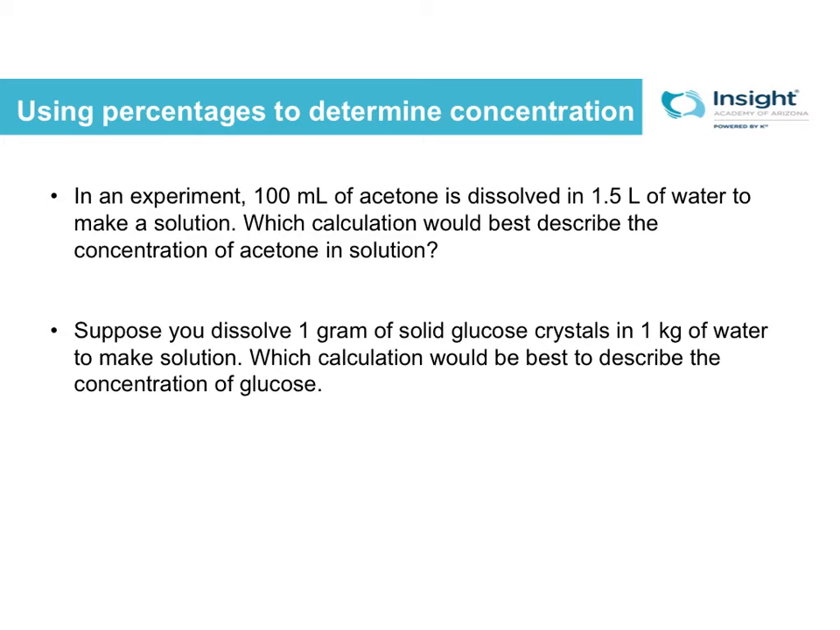So, for example, in an experiment, 100 milliliters of acetone is dissolved in 1.5 liters of water to make a solution. Which calculation would best describe the concentration of acetone? So, of the choices that we had before, what would be your best option here? All right, we're talking about two volumes. We do want to make sure we get those both into the same units, but you would do a volume over volume percent calculation. All right. There's this one. We've got grams and kilograms. This is going to be one of your mass divided by mass percent calculations.